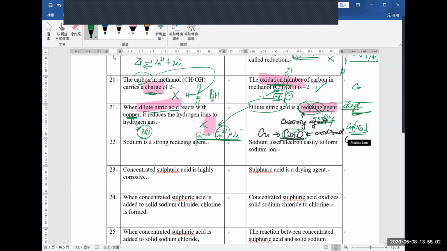So this time you need to focus on what? You are going to find copper forming copper two ions. An increase in oxidation number for copper, can you see that? From zero to plus two. Do you still remember that concept? From zero to plus two, an increase in oxidation number, it is oxidation. Just remember, so the answer is cross, cross, it is D. Got it?